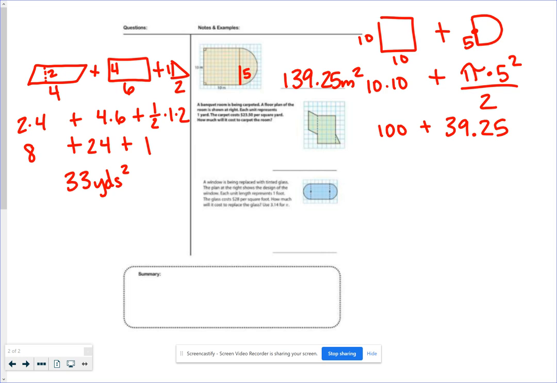But we don't want to know how much area. We want to know how much it costs. If one of these yards costs $23.50, how many will 33 cost? So we're going to take 33 times $23.50. That's going to give us how much it's going to cost. So if we do 33 times $23.50, we get the carpet's going to cost $775.50.